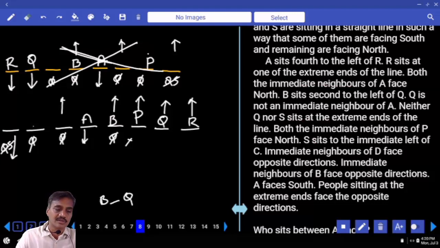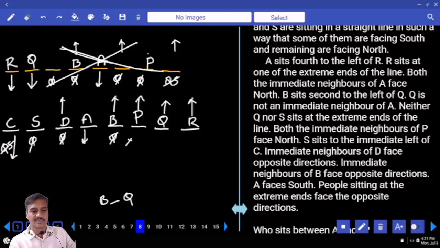Then again, now we have S and C. Immediate neighbors of D face opposite directions. Where can I have this D? D is here. Then who is the other person after here? S and C. S cannot be at the extreme, and C will be at the extreme.